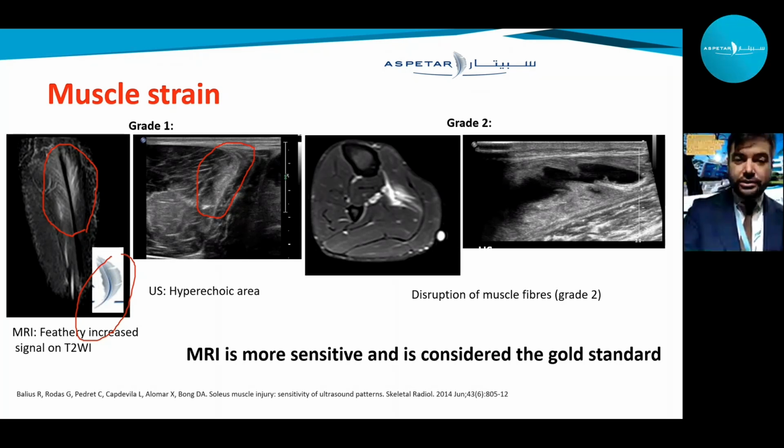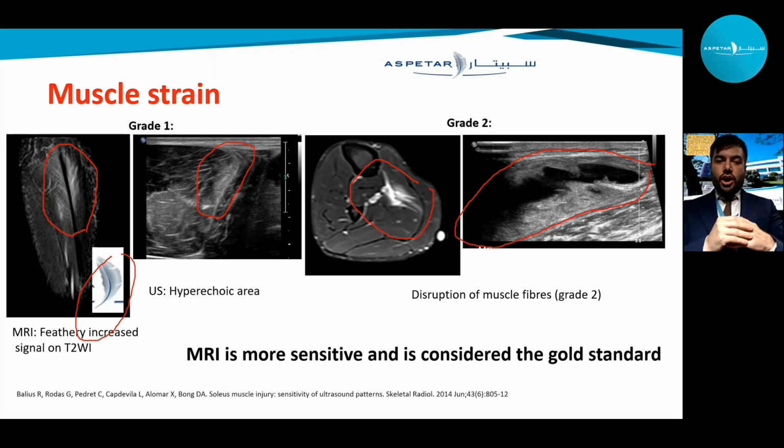The grade 2 injuries consist of disruption of the muscle fibers. As we can see here, there is increased signal intensity with disruption of the fibers, and here a very large disruption of the fibers in ultrasound. MRI is in general more sensitive and is considered the gold standard. It's true that this could be debatable.